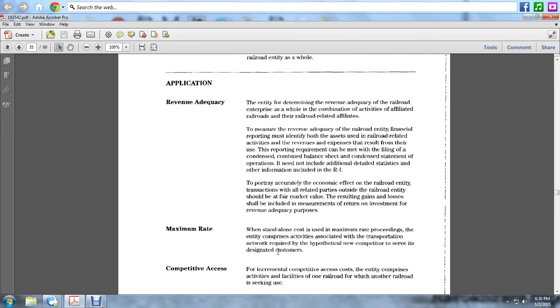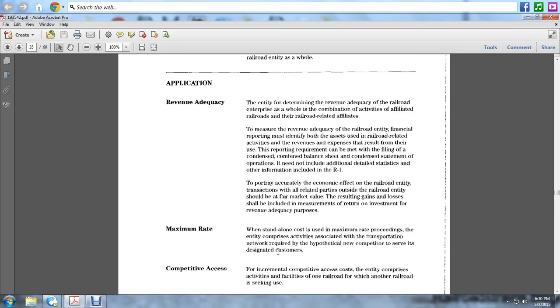Revenue adequacy. The application. The determination of the revenue adequacy for the railroad entity is a combination of activities affiliated with the railroads, their railroad-related affiliates. To measure the revenue adequacy of the railroad entity, the financial reporting must identify both the assets of the railroad-related activities, revenues, expenses, and the results of their use. The reporting requirement can be met with the filing of the condensed combined balance sheets and condensed statements of operations. This does not include the additional detailed statistics and other information, including R1.